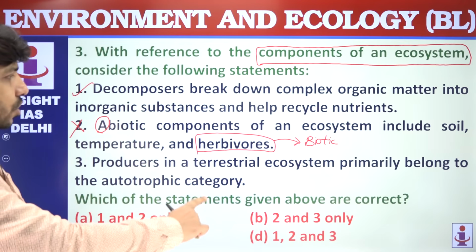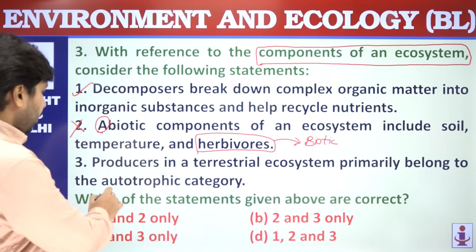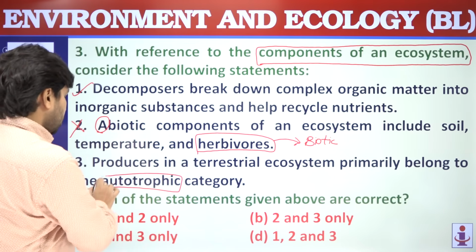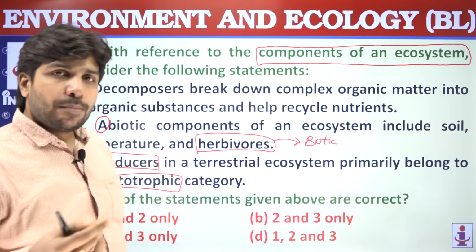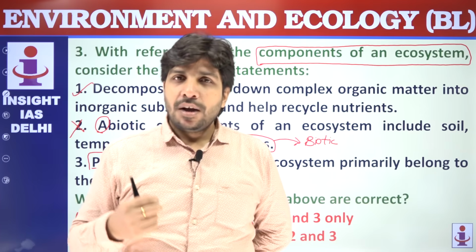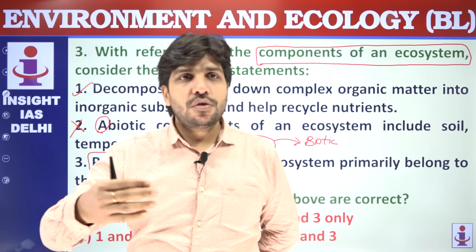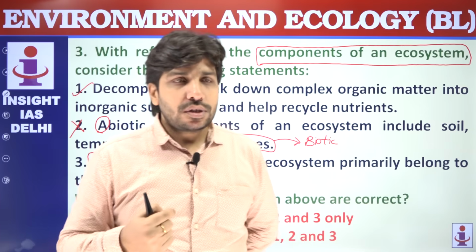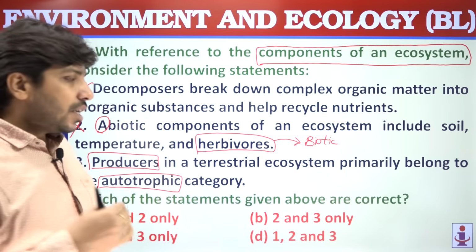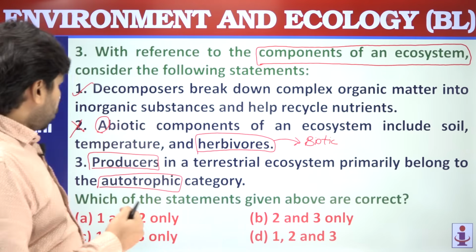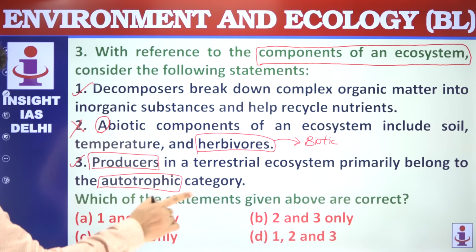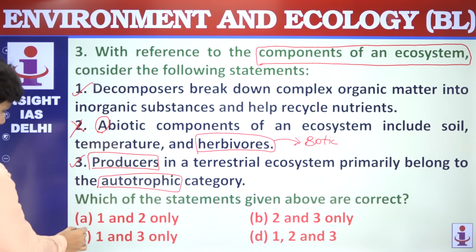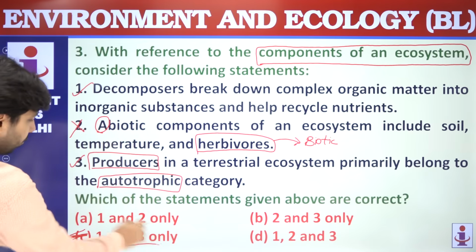Producers in a terrestrial ecosystem primarily belong to autotrophic category. Yes, producers, autotrophic, these are again very basic terms. For example, take the example of plants. Plants are autotrophs. They produce their own food by means of photosynthesis, and that energy is getting transmitted to other levels. So this statement is correct. 1 and 3 are correct. Question is asking correct statements. Option C, 1 and 3 will be your answer.